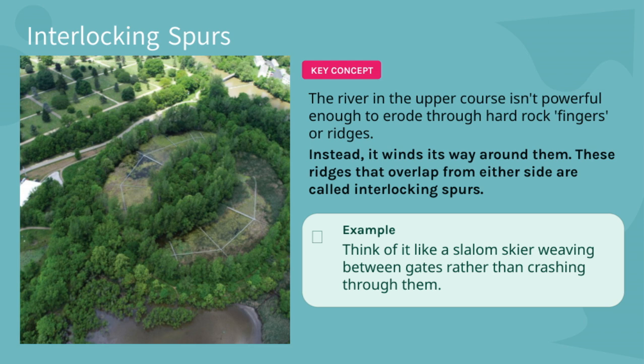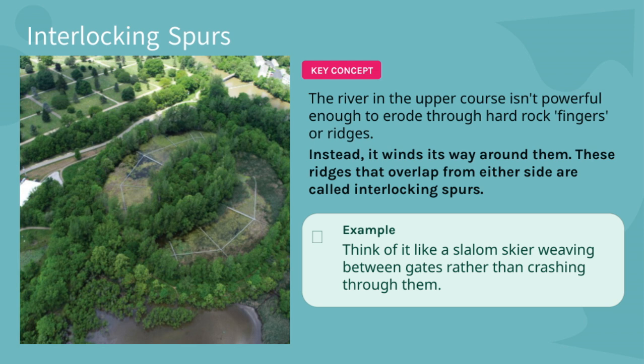A skier does not crash straight through the gates. They weave around them. In a similar way, the river weaves around the harder ridges of land. Interlocking spurs form because vertical erosion is dominant. The river is mainly cutting downwards rather than sideways. It has not yet developed the lateral erosion needed to cut through the ridges. So the key explanation is, the river lacks the power to erode laterally through hard rock, so it winds around the ridges instead.